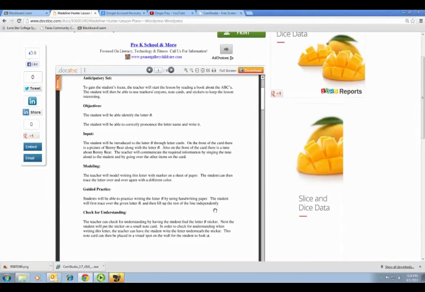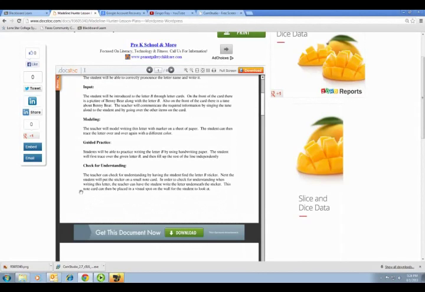Including a dialogue here would be even better, because then you have in your mind exactly what you're going to be saying to the students. You've rehearsed it. And as we all know, a rehearsed lesson is always better than a cold turkey lesson. All right, checking for understanding. The teacher can check for understanding by having the student find the letter B sticker. Okay, where is the letter B sticker coming from?